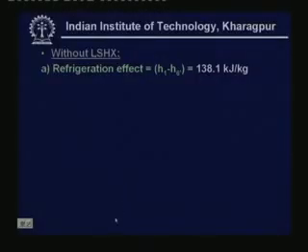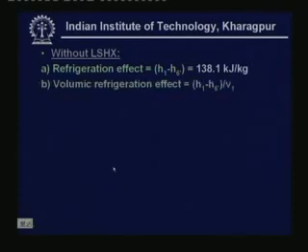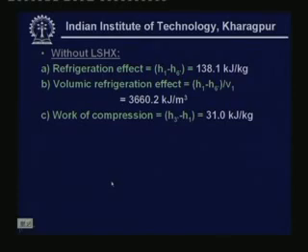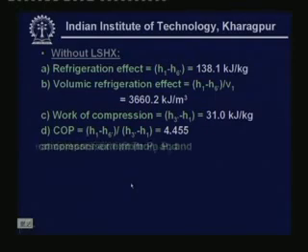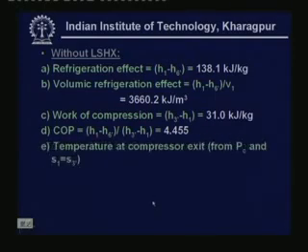So, refrigeration effect is H1 minus H6 dash, which comes out to be 138.1 kilojoule per kg, and volumic refrigeration effect is H1 minus H6 dash divided by V1, which works out to be 3660.2 kilojoule per meter cube. Work of compression is H3 dash minus H1, which is equal to 31 kilojoule per kg, and COP is found to be 4.455, and the temperature at compressor exit from the pressure and entropy values is found to be 74.23 degrees centigrade. Okay. So, this is the performance without liquid suction heat exchanger.